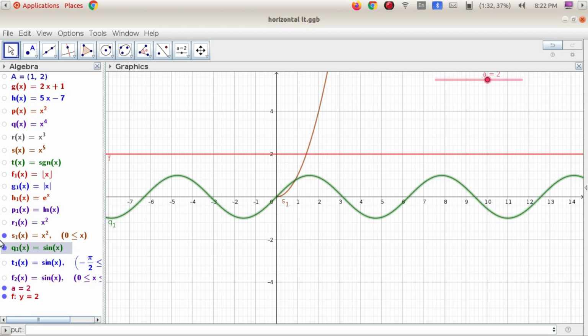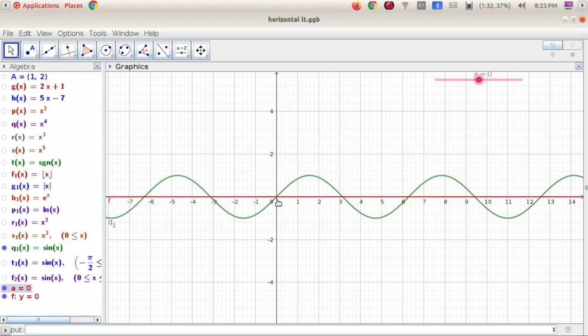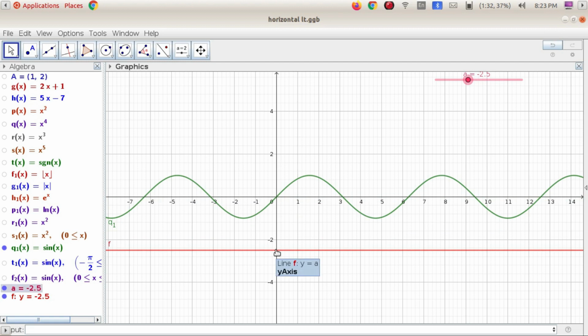Now sin x is not onto and it is not one-one. Here sin 0 is 0, sin pi is 0, sin 2 pi is 0. Sin maps 0 to 0, pi to 0, 2 pi to 0. So clearly it is not one-one. Now here for this y value there is no preimage. The range of sin x is minus 1 to 1.